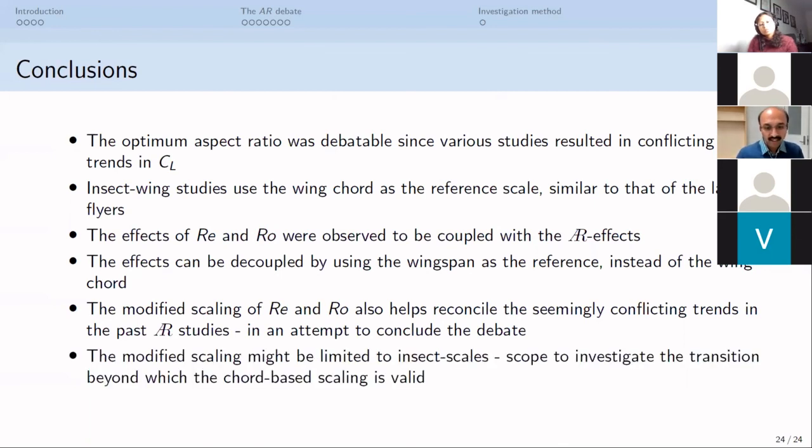So at the end, I would like to note that this modified scaling that we have proposed might be limited to certain ranges of the Reynolds numbers and certain aspect ratios, because we all know that for airplanes and large flyers, wing chord is relevant, and we can't deny that. So there should be some transition between this assumption and the wing chord length scale. So it might require further study to explore what happens actually when there's a transition.